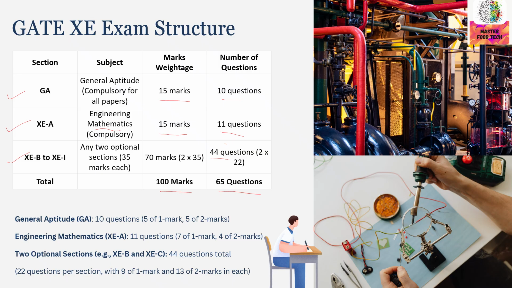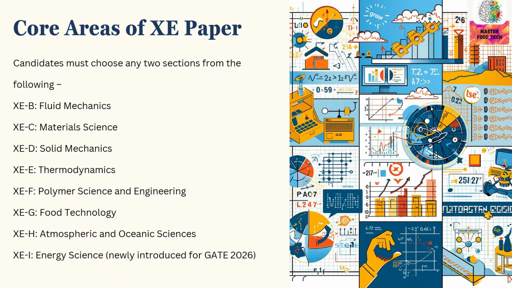Next we'll see what these sections are. Candidates must choose any two sections in which they are proficient. First one is fluid mechanics, material science, solid mechanics, thermodynamics, polymer science and engineering, food technology, atmospheric and oceanic sciences, and the last one is energy science, which is newly introduced for GATE 2026. So this year only they have introduced this topic. So you have vast options where you can choose any two among these.